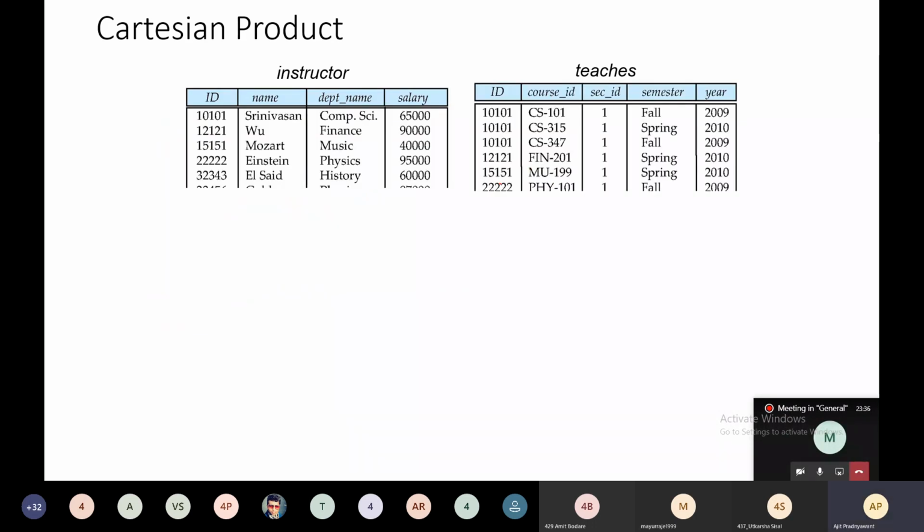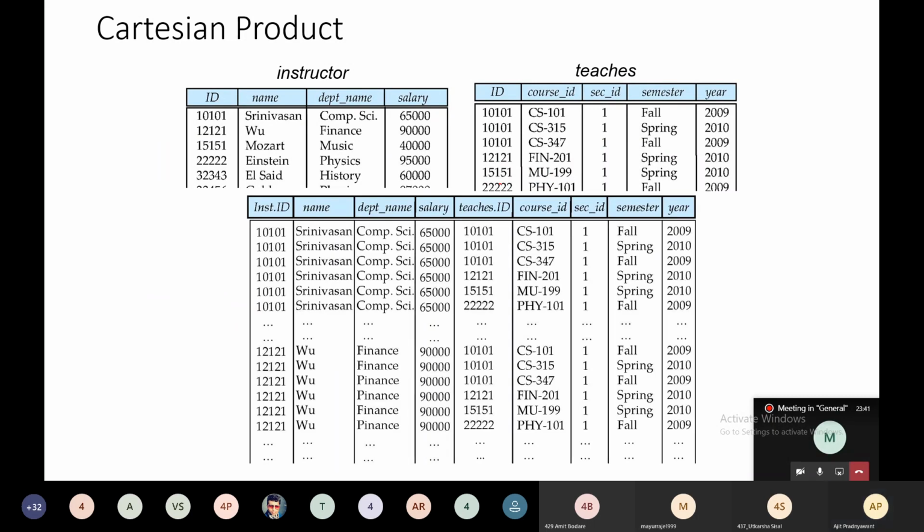So now how will it look? It will look like this. And this is called the Cartesian product of instructor and teaches. Just see this ID 10101 and it is mapped up to this, and it is mapped to all the tuples present in the teaches. All the tuples present in the teaches. Just see.